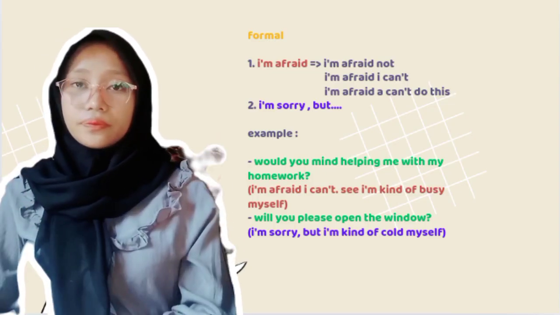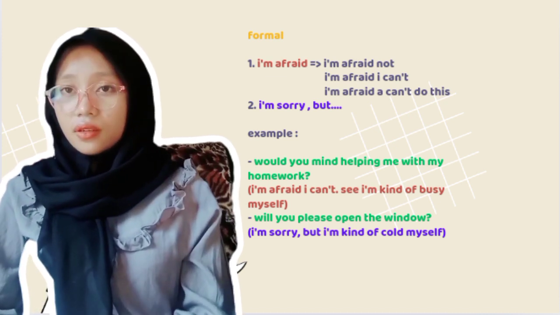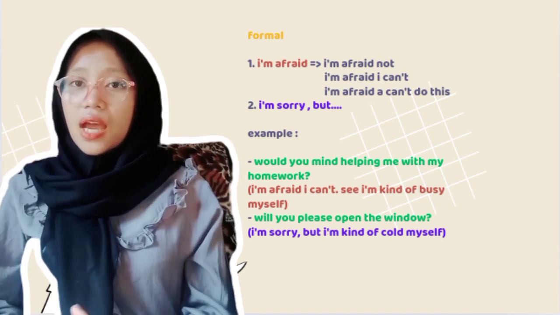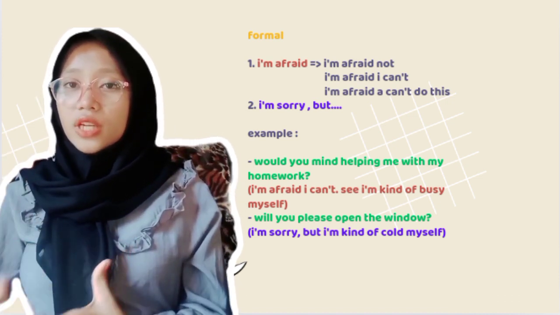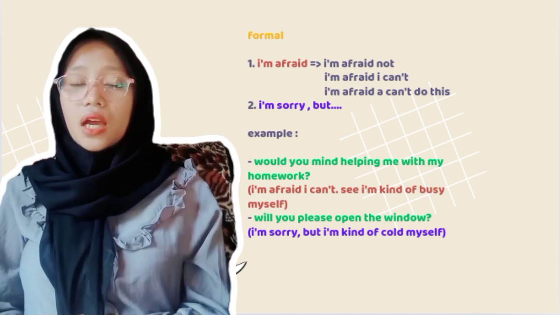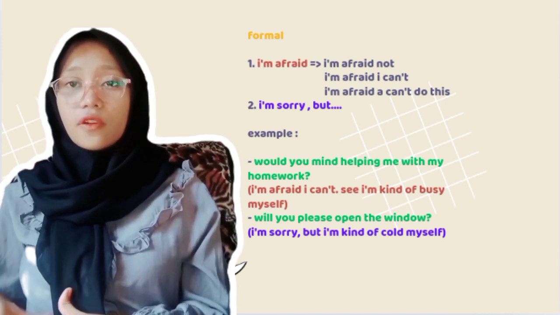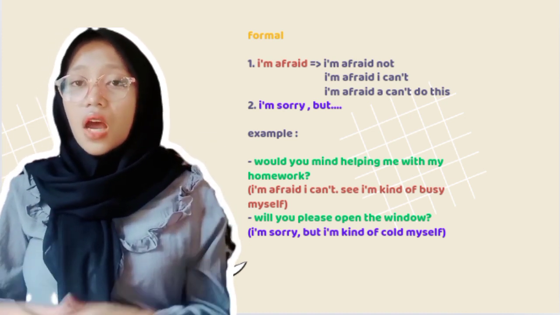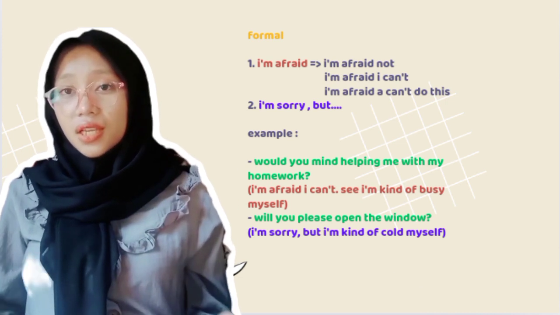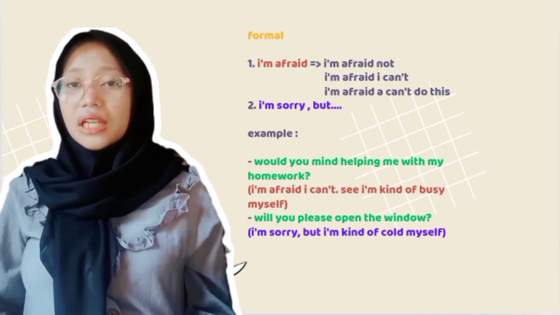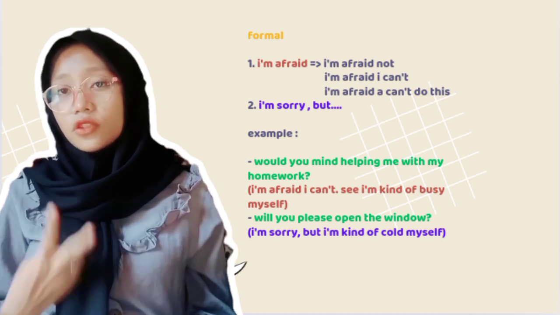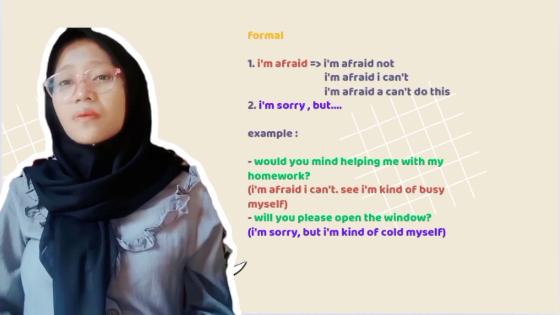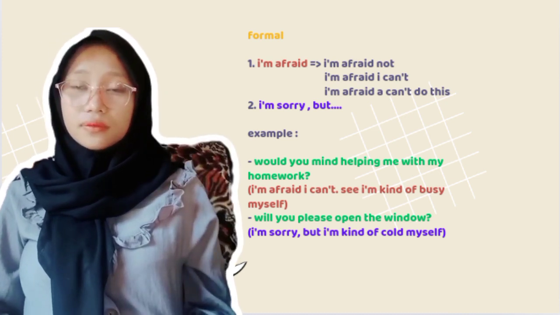Next, formal. First, I'm afraid. The meaning is, I'm afraid not. I'm afraid I can't. I'm afraid I can't do this. Two, I'm sorry, but. For example, would you mind helping me with my homework? I'm afraid I can't. See, I'm kind of busy myself. Two, will you please open the window? I'm sorry, but I'm kind of too cold myself.